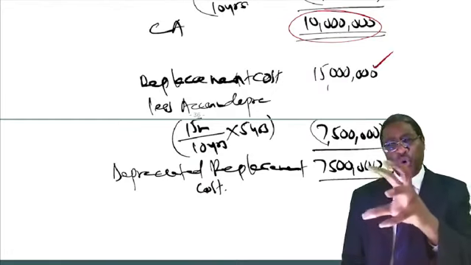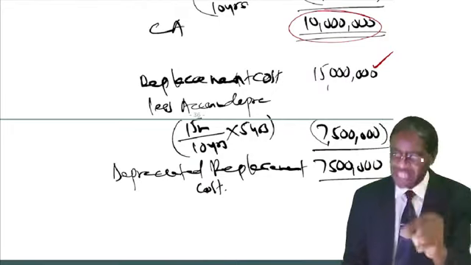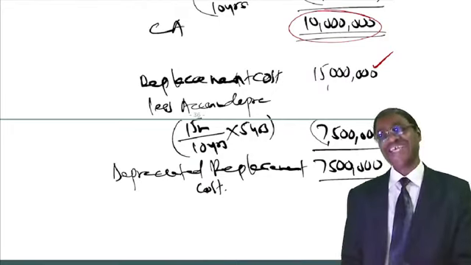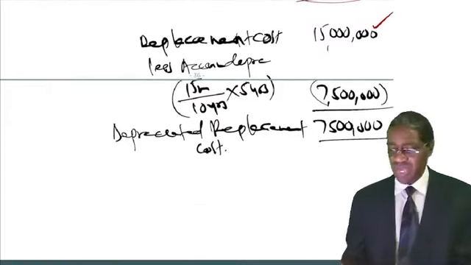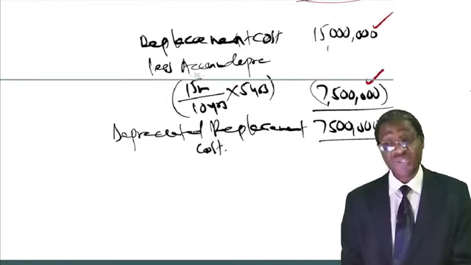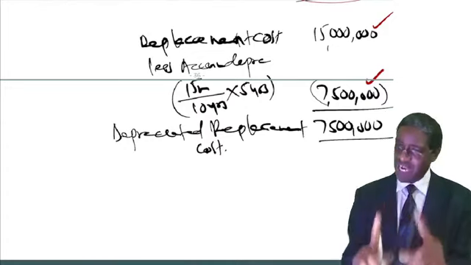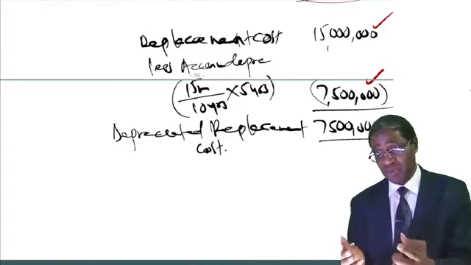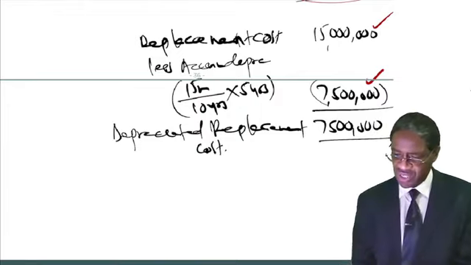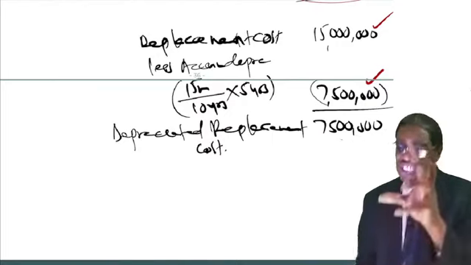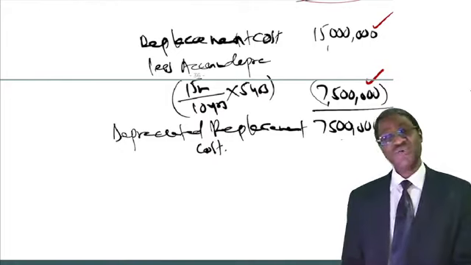Listen, you compute what we are calling the depreciated replacement cost of the asset, which will still remain 7.5. Take the replacement cost of 15 million, divide by the useful life of 10 years, multiply by the number of years you have used the asset, which is 5 years. Once you get the depreciated replacement cost, this time, don't stop there.